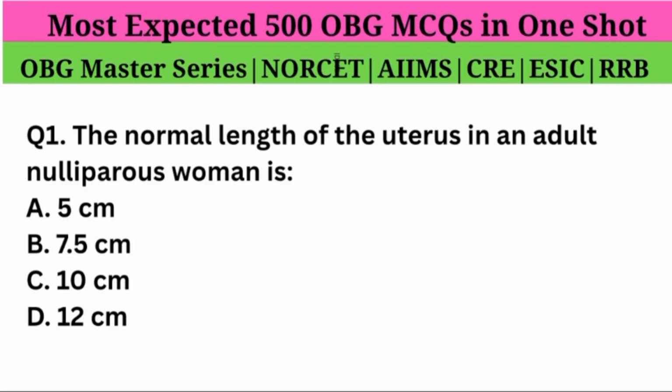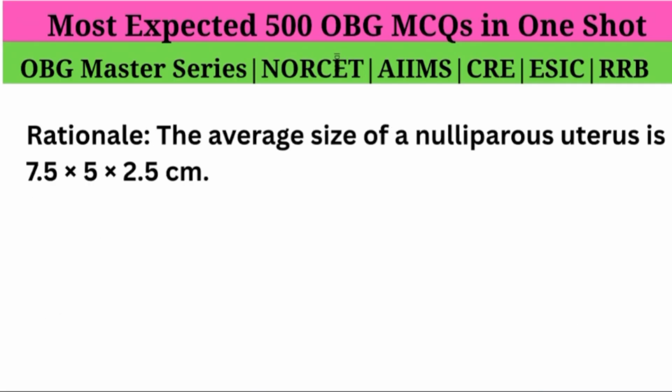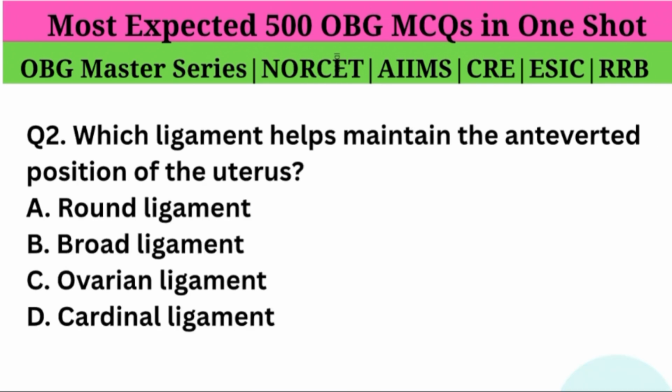Question number 1. The normal length of the uterus in an adult nulliparous woman is? Your correct option is option B, 7.5 centimeter. Rationally, the average size of a nulliparous uterus is 7.5 by 2.5 centimeter.